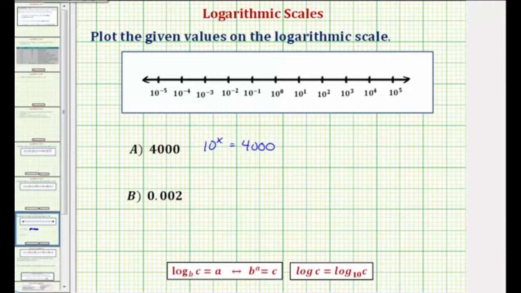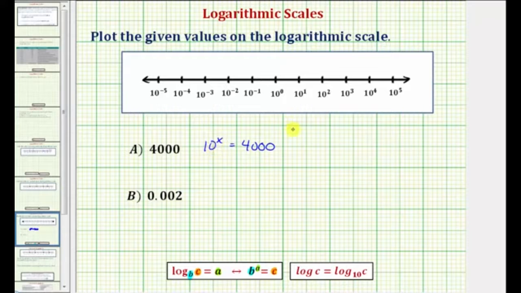So for a quick review, if we have the exponential equation b raised to the power of a equals c, the equivalent log equation would be log base b of c equals a, where b is the base, a is the exponent, and c is the number.